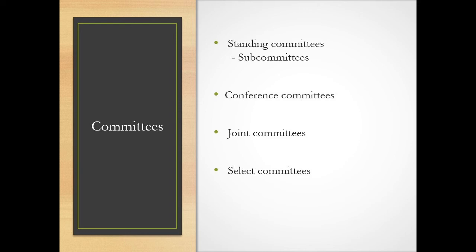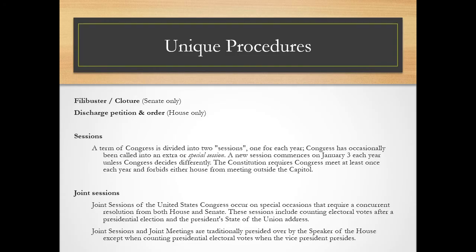So this section of the Constitution creates the institutional characteristic that allows this structural organization, that allows this expression of pluralism by encouraging openness in the publication and dissemination of the proceedings of Congress. Unique procedures. All right, so unique procedures to the House and to the Senate. In the Senate you have filibuster and cloture, and in the House you have a discharge petition and order.